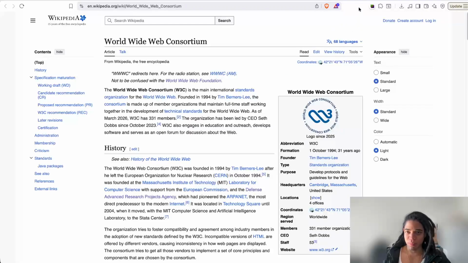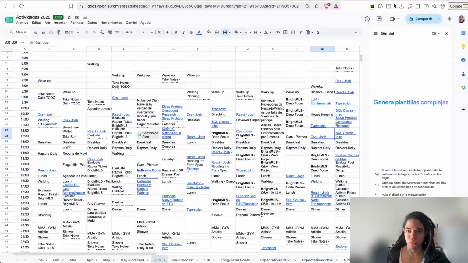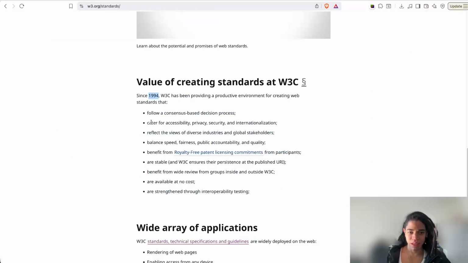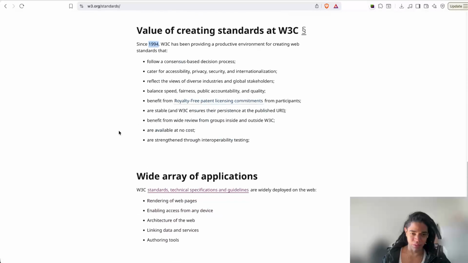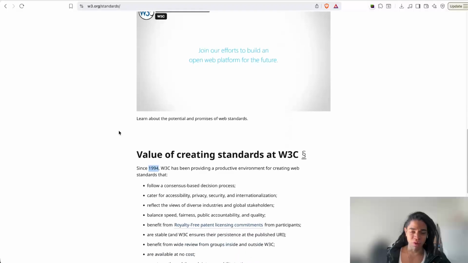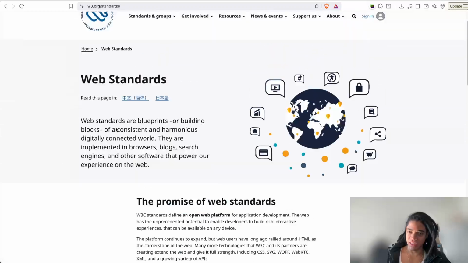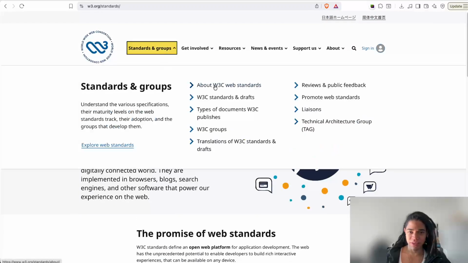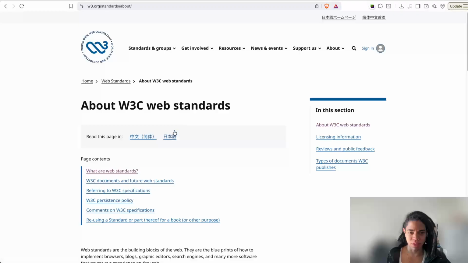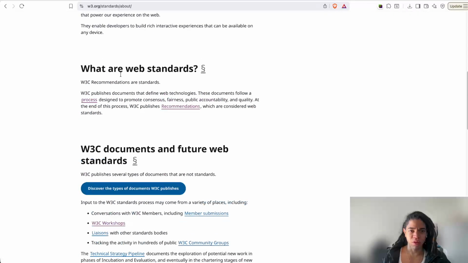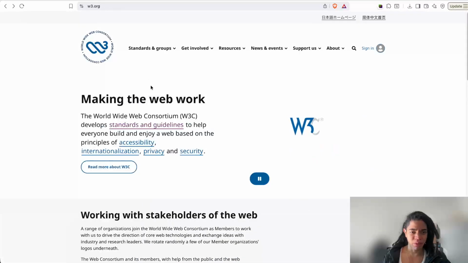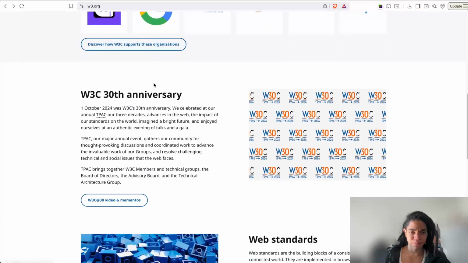So this is the World Wide Web Consortium, right? It was founded back then, okay? And these are the people that actually are backing this. So this oversees several standards, and one of them is the styling here. If you navigate very quickly here, W3C standards and drafts. About the web standard, I think is this. So what are web standards? Let me go back here real quick to make sense of this.